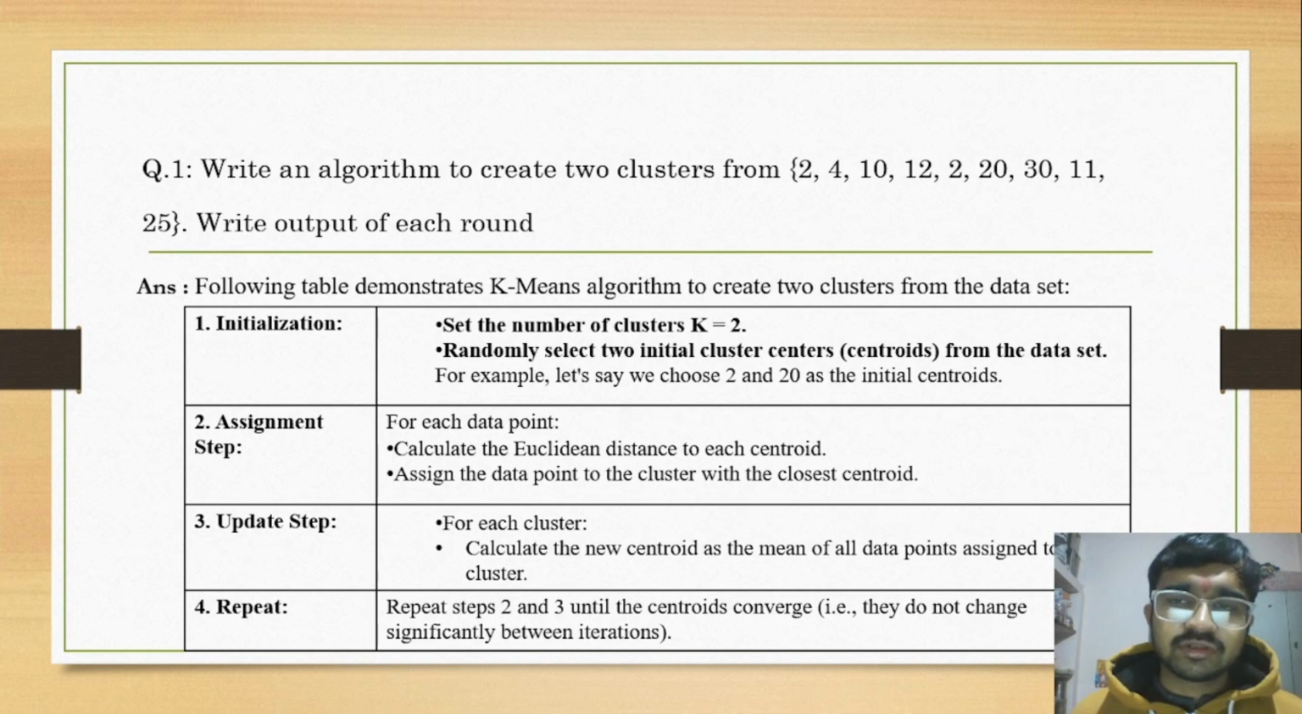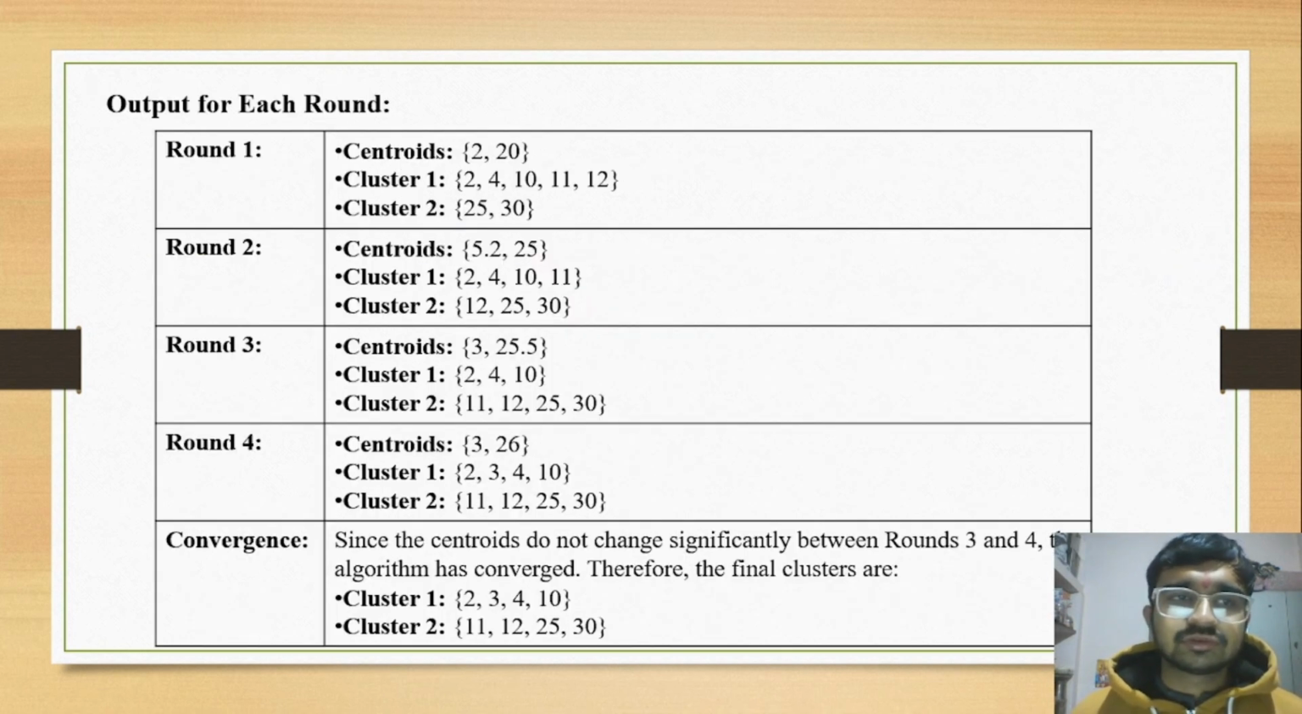Now let's solve this question with this algorithm. First, in round 1, let us take centroids as 2 and 20. So we will assign 2, 4, 10, 11, 12 to cluster 1 and 25 and 30 to cluster 2, as they are near to the 20 and as these are near to the 2. Then in round 2, we update the centroids with 5.2 and 25, as this is the mean of these values and these values.